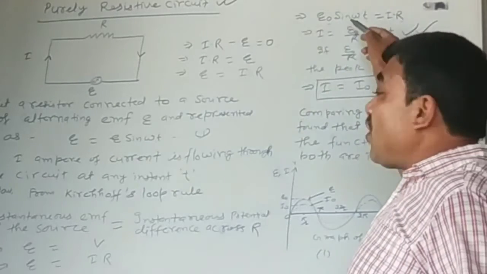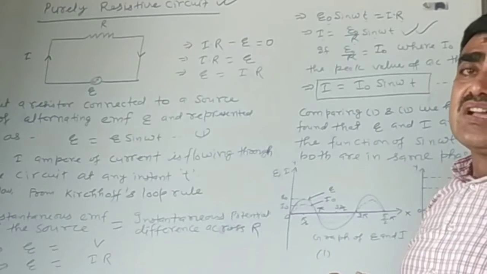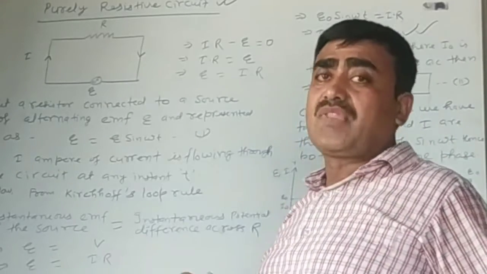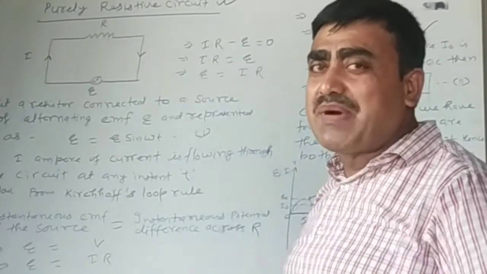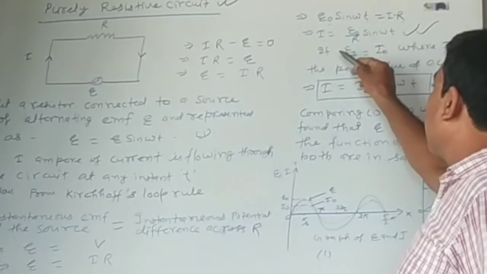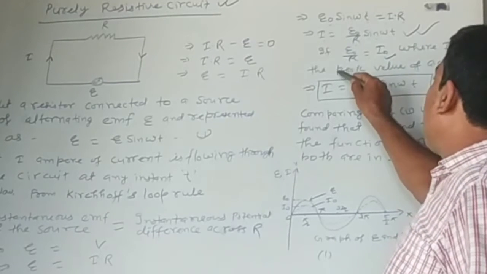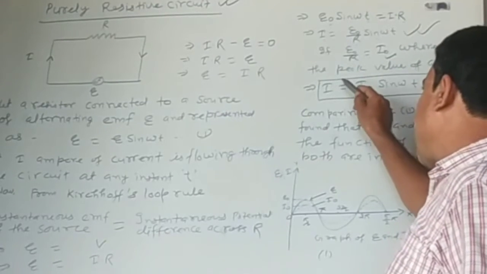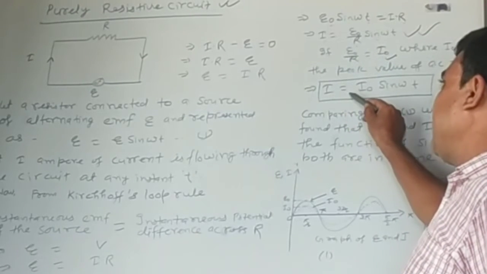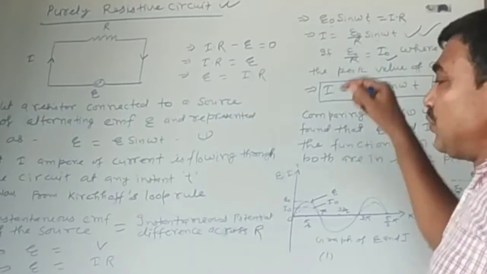Here E naught is the alternating EMF and R is the resistance, and their ratio gives the peak value of alternating current, that is I naught. If E naught by R is equal to I naught, where I naught is the peak value of AC, then this equation is written as I is equal to I naught sin omega t. This is equation 2.